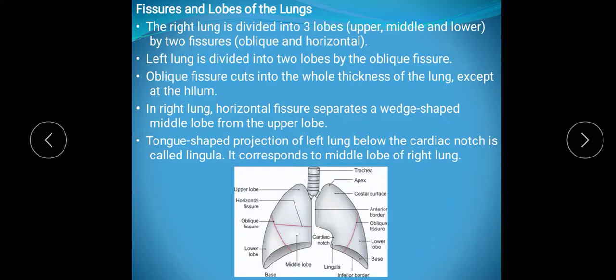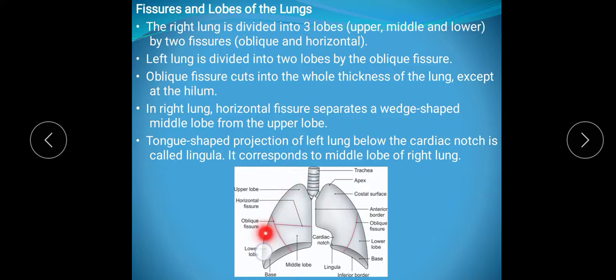This is the right lung. In the right lung, this horizontal fissure separates a wedge-shaped middle lobe from the upper lobe. And there is a tongue-shaped projection. This tongue-shaped projection is known as the lingula, which is present in the left lung and corresponds to the middle lobe of the right lung. These are the fissures and the lobes of the lung.